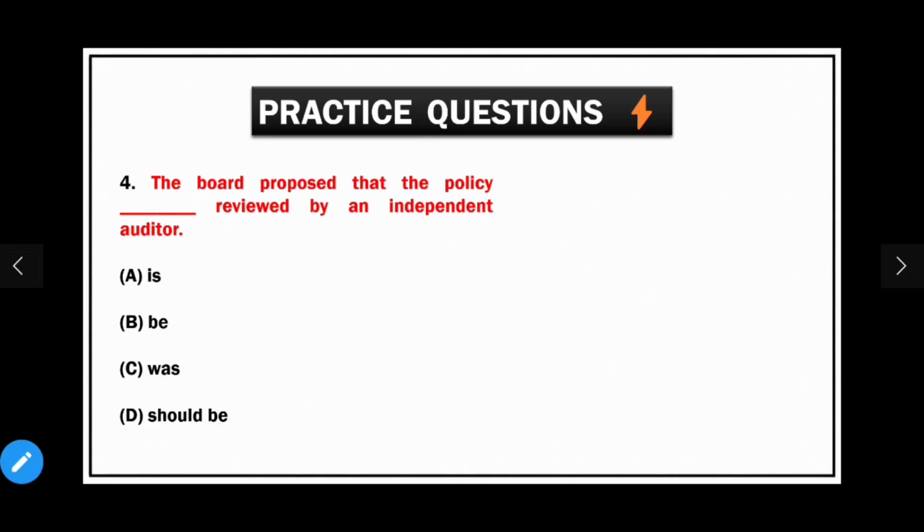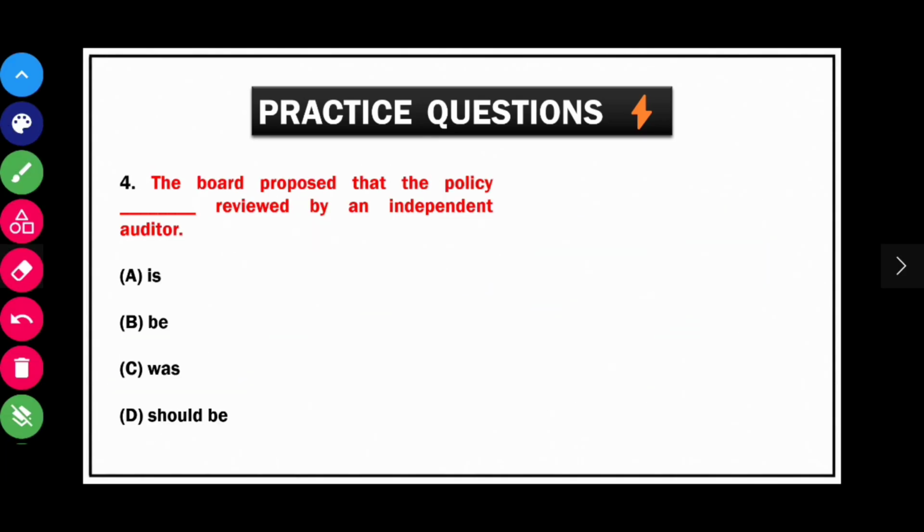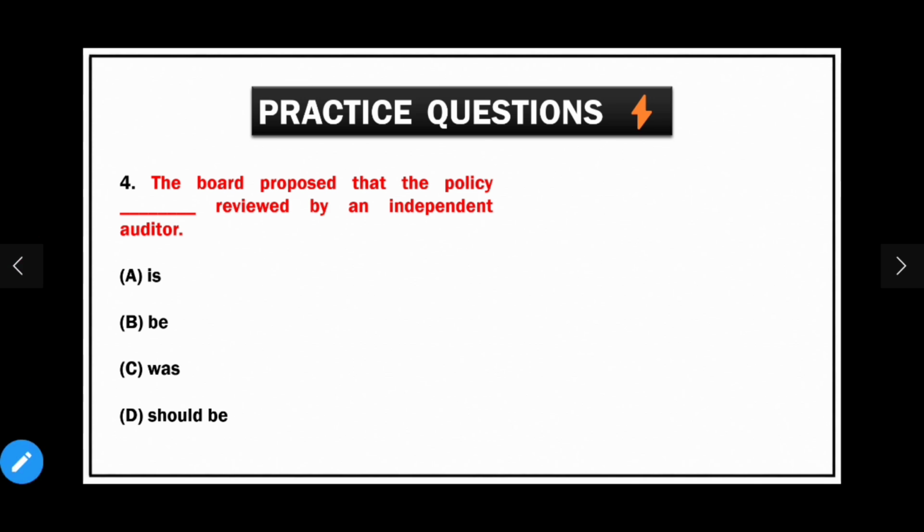Next, I have already taught you in the previous example how to write whenever you get this kind of subjunctive mood, that is be reviewed, be proved, be saved by an independent. This will be applicable here as well. If you see this sentence, it is written in subjunctive form, proposed, then that, as it is, then subject, then empty place, then reviewed by an independent auditor.